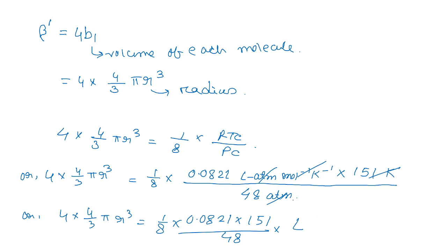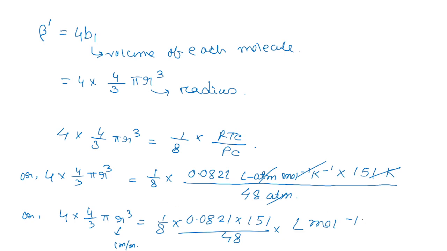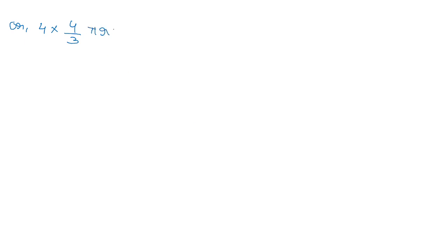Only atm cancel each other, Kelvin cancel each other, only what things are left: liter mole inverse. Yeah. Radius should be in centimeter, meter, distance, length, no? So the extra term is called mole. Okay. So we have to cancel the mole. How to cancel that mole? You can solve these things when you write every term, means every unit. Otherwise you will miss this thing.